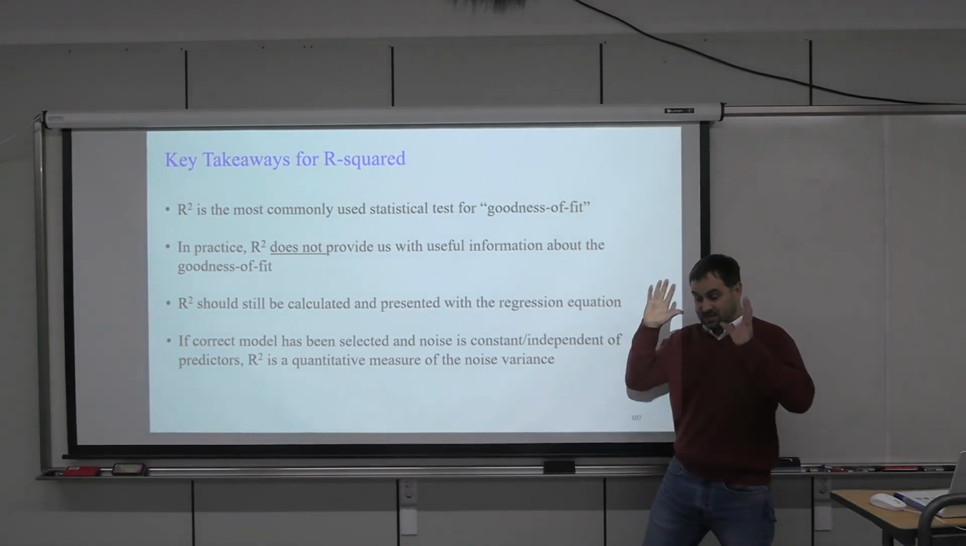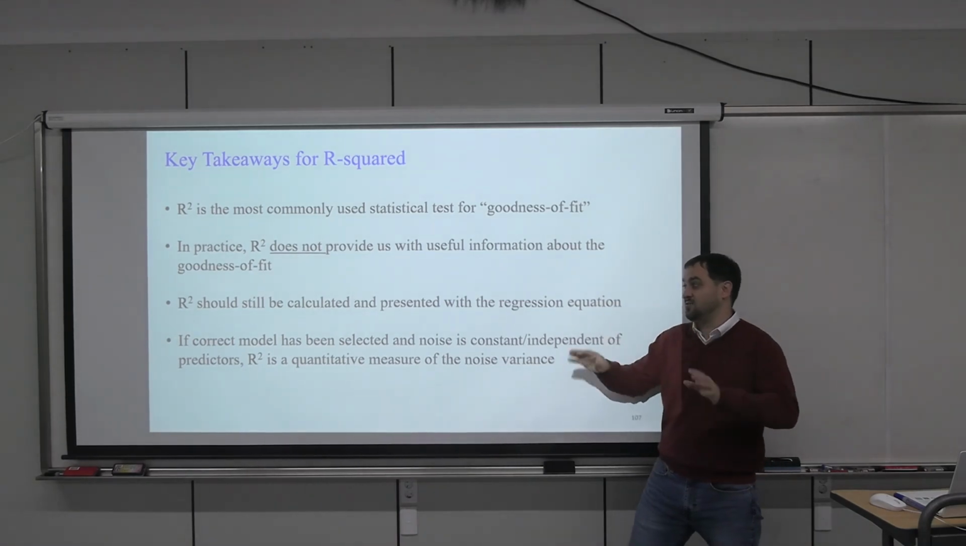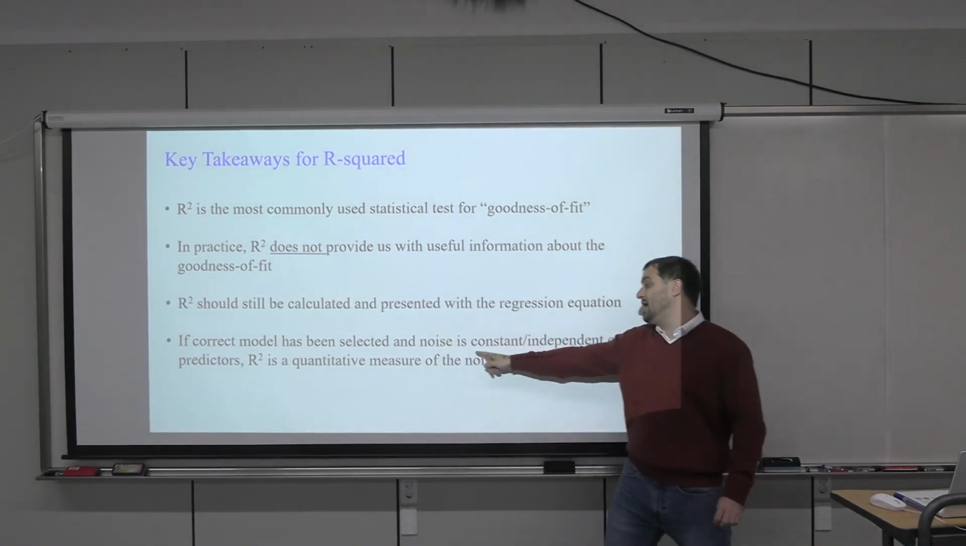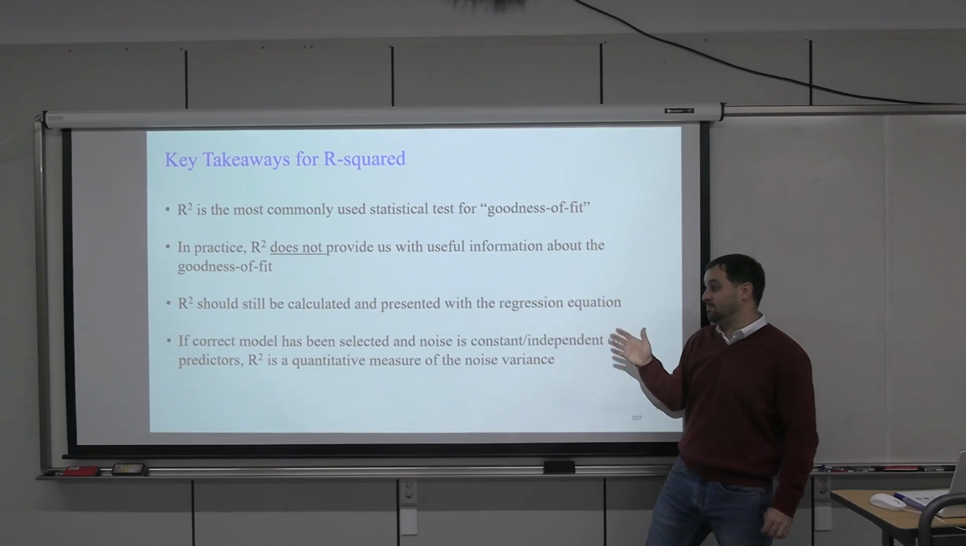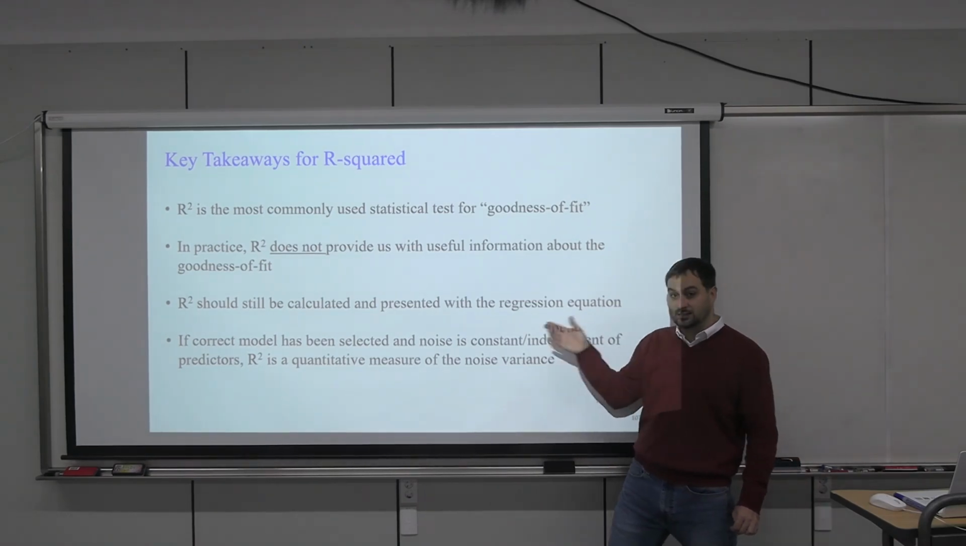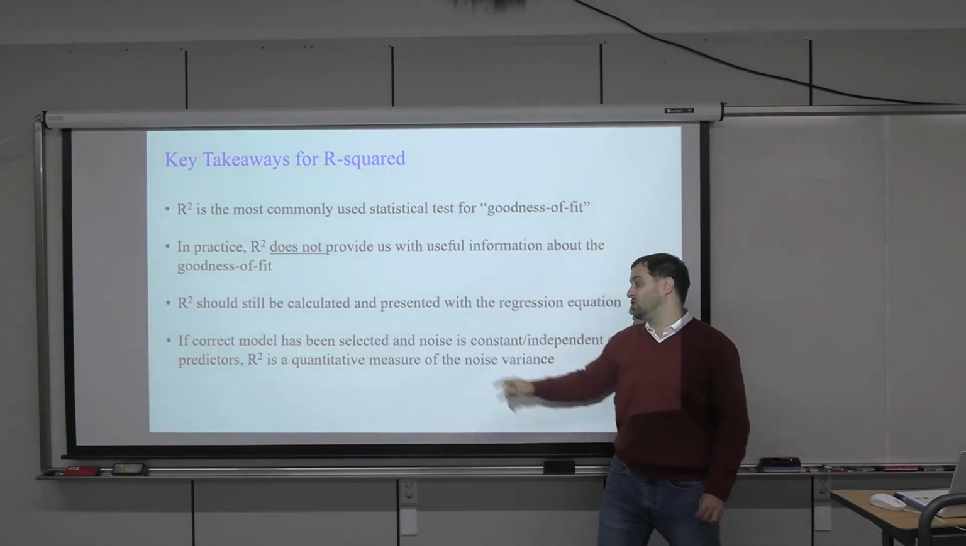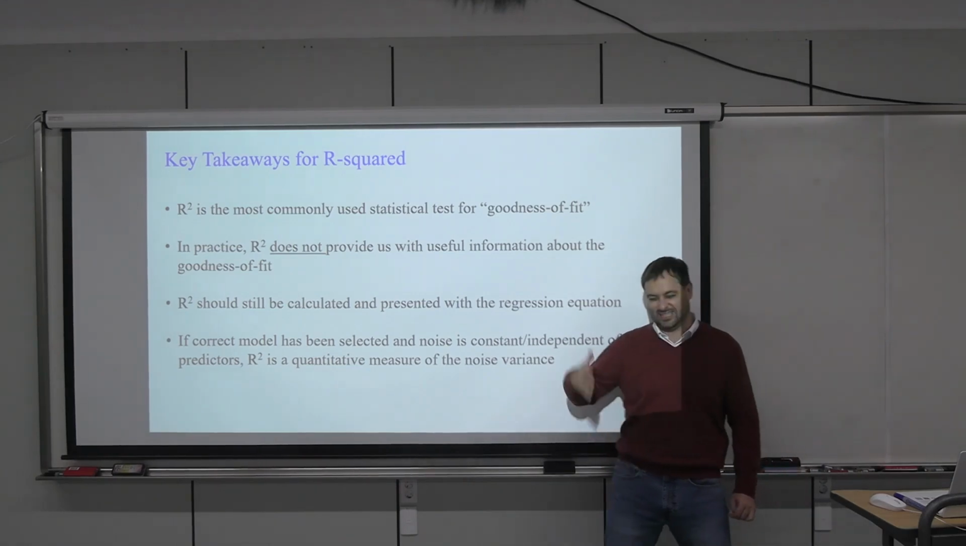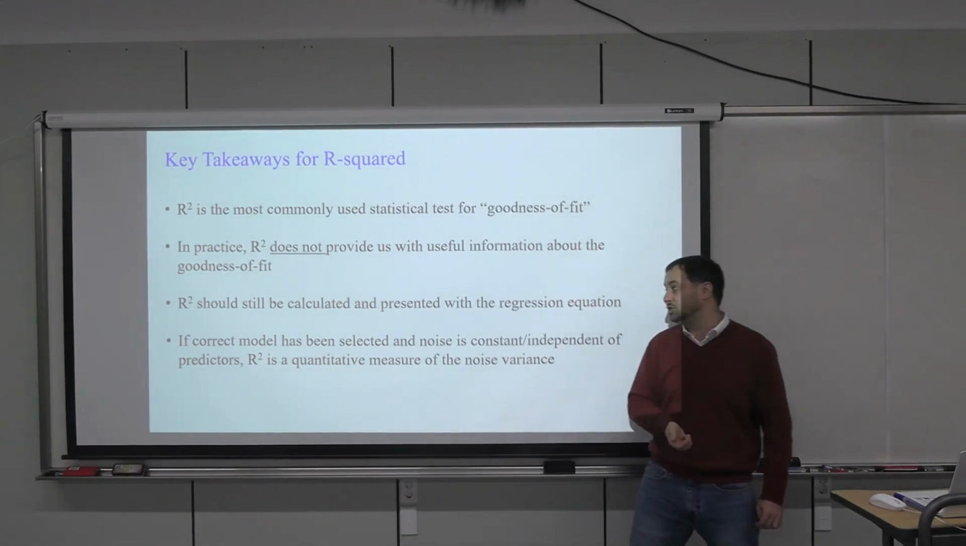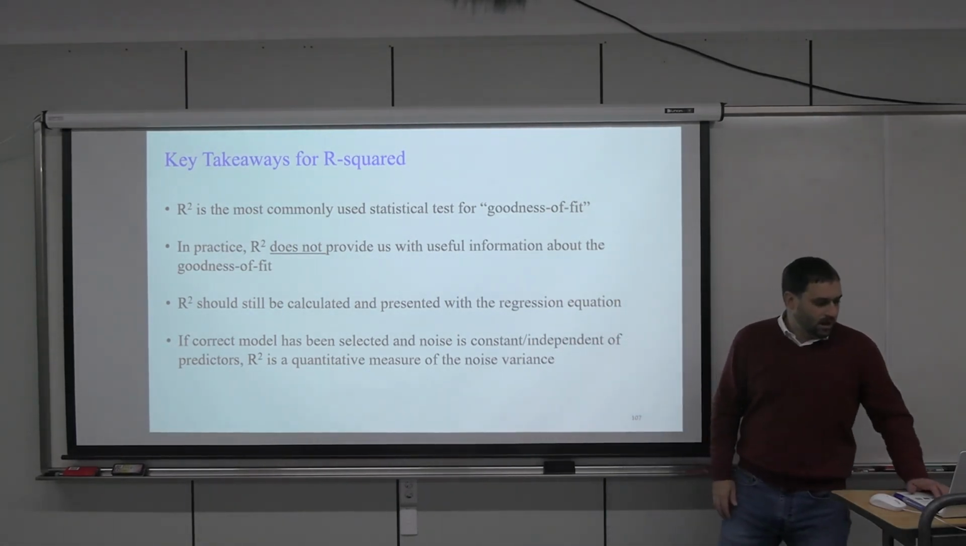In the special case where you do have the correct model selected, and the noise is constant and independent of the predictors, so it's constant variance, R squared gives you a quantitative measure of the noise variance, and really the signal to noise ratio.